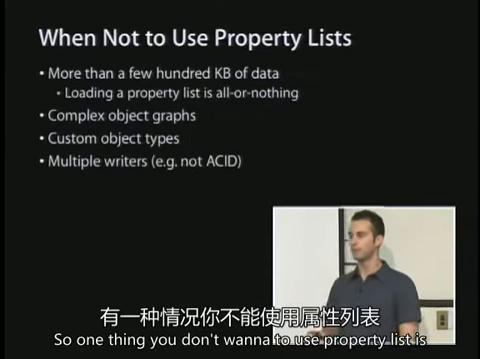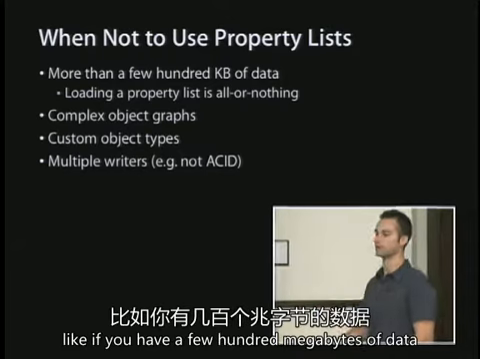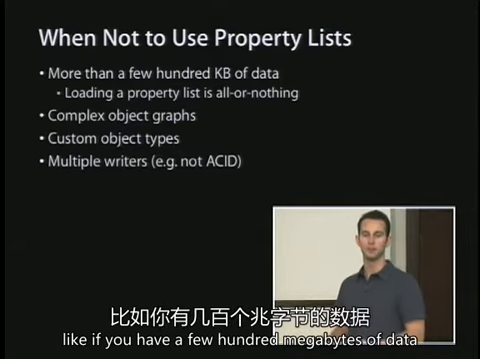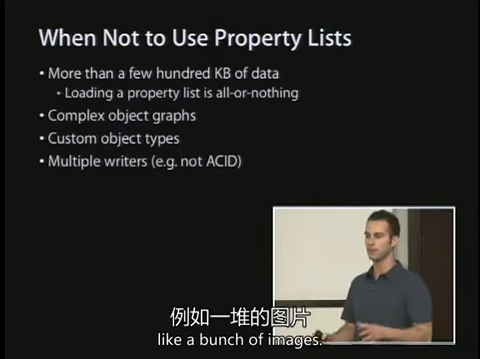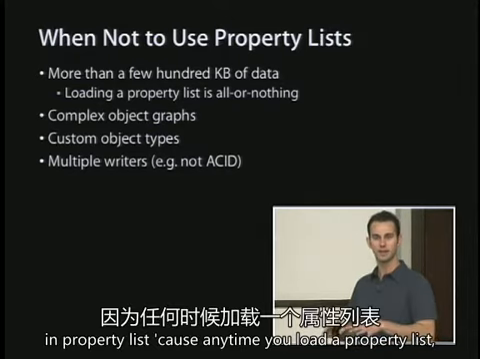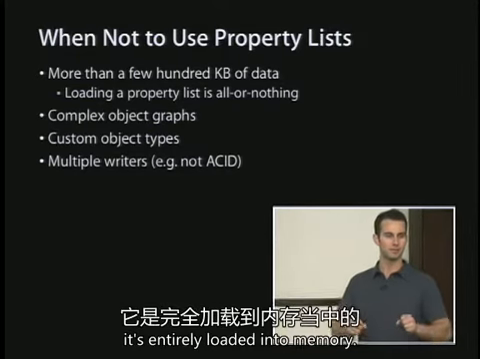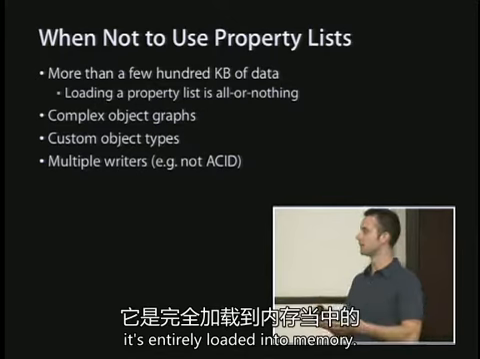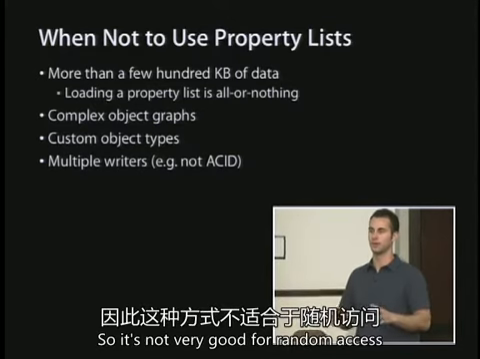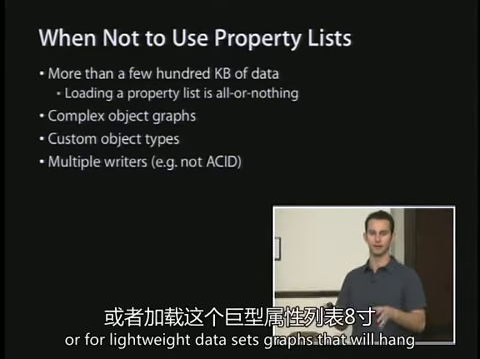One thing you don't want to use property lists for is really big data sets. If you have a few hundred megabytes of data, like a bunch of images, you don't want to store those in property lists, because any time you load a property list, it's entirely loaded into memory. The entire object graph is created. So it's not very good for random access or for lightweight data sets.